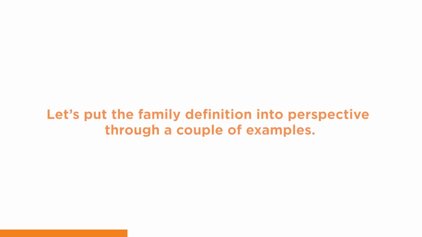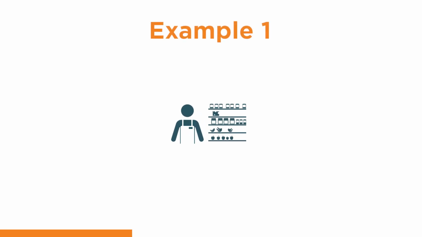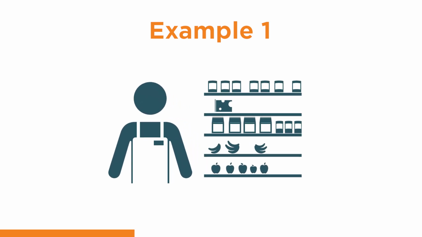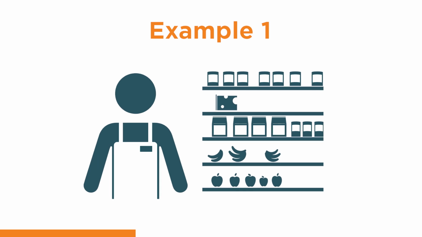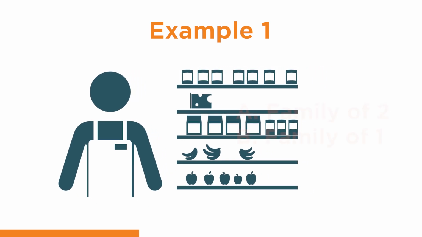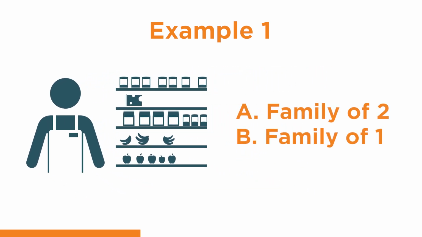Let's put the family definition into perspective through a couple of examples. Example 1. John is a 12th grader temporarily living with his grandmother. He works 12 hours per week at the local supermarket to provide for his basic needs. He is planning to move out of his grandmother's house after he graduates from high school. What is John's family size? A. Family of 2. B. Family of 1.